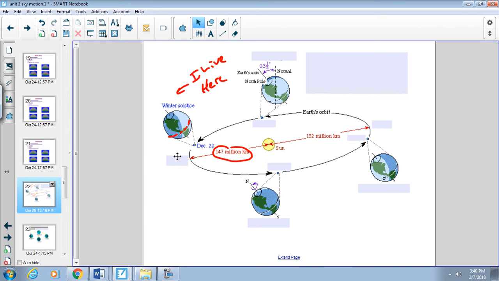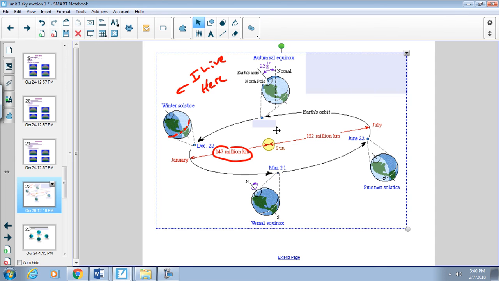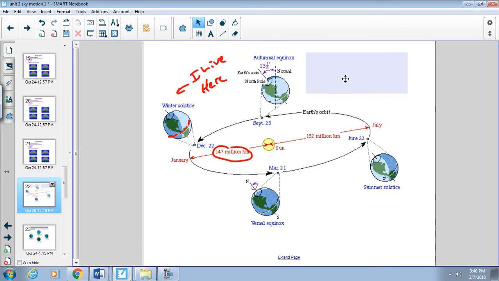And then as we go through, so January, we go back to March, and we get our vernal equinox. We're kind of right in the middle, half and half. As we continue to go, now we're tilted towards the sun, so we're getting summer, and then back to fall. And the big reason is because of our tilt. And that's why the northern and southern hemispheres have opposite seasons.